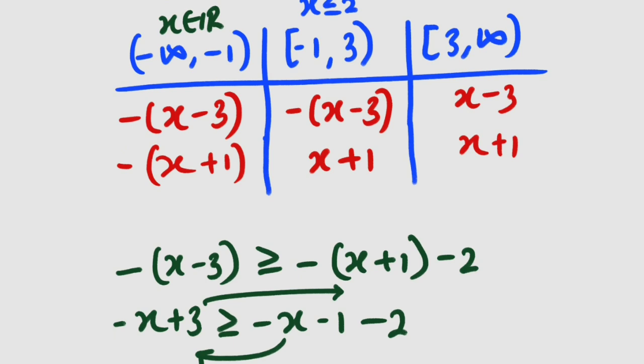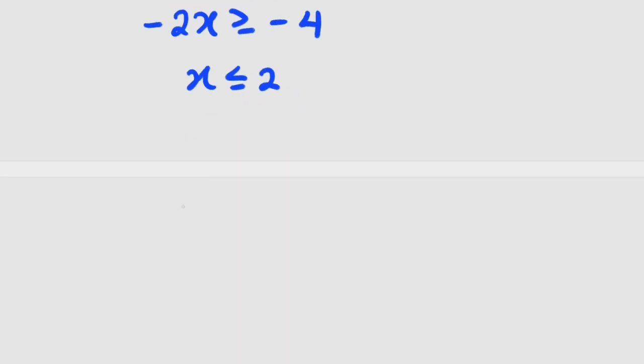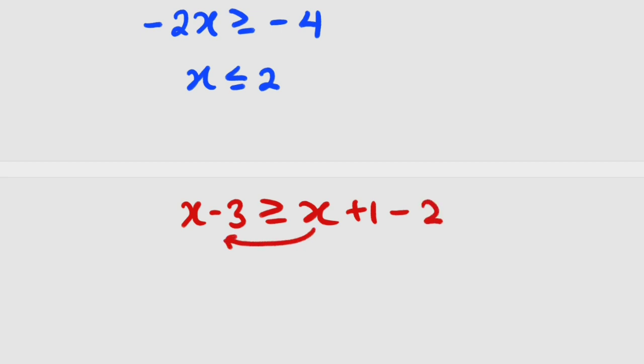Then the last interval would be when we have both of them to be positive, that is x minus 3 greater or equal to x plus 1. Remember, we have minus 2. Taking x to the left, it becomes negative. We have x minus x is 0 greater or equal to. As this crosses over, it becomes positive 3 plus 1 is 4 minus 2 is 2. But 0 is never greater or equal to 2, so we're going to discard this solution.